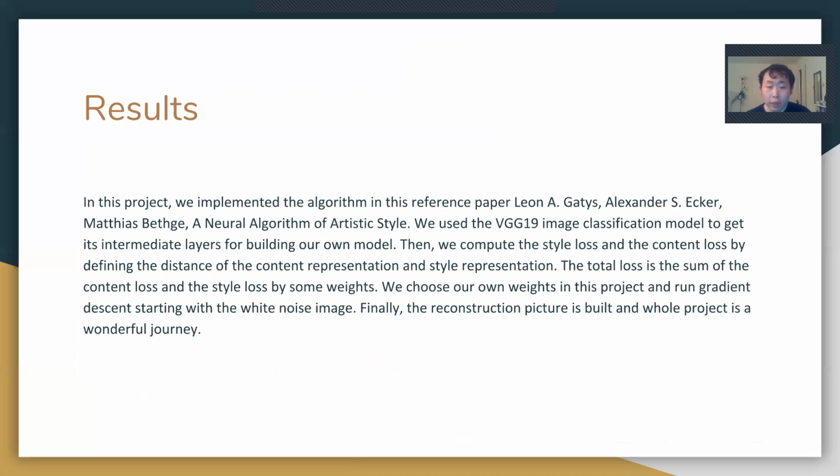In this project, we implement algorithms from the reference paper. We use a VGG19 image classification model to get the intermediate layers for building our own model. Then we compute the style loss and content loss by defining the distance of the content representation and style representation. The total loss is the sum of the content loss and the style loss by some weights. We choose our own weights in the project and run gradient descent, starting with a white noise image. Finally, the reconstructed picture is built, and the whole project is a wonderful journey. In this project, I used Keras and TensorFlow to build my code.